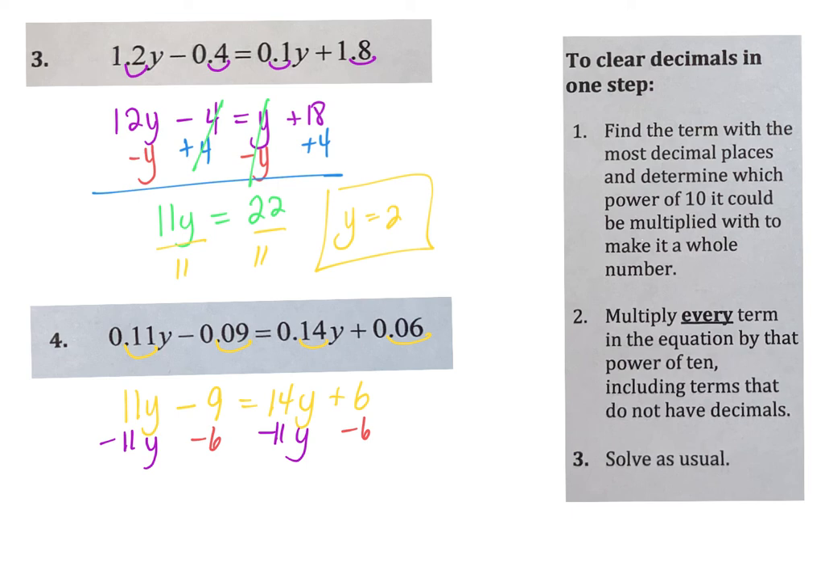All right, so when we do this, 11y minus 11y cancels. We have negative 9 minus 6 gives us negative 15. On the right-hand side, I have 14y minus 11y is 3y. 6 and negative 6 cancel. And then I get y equals negative 5.